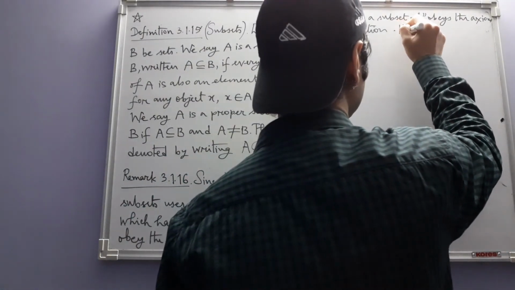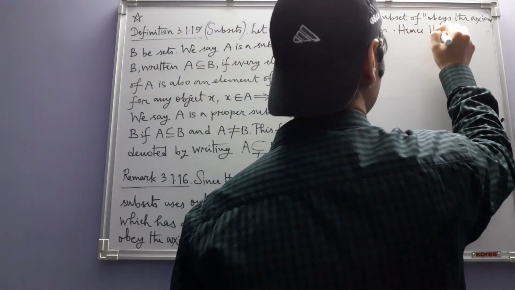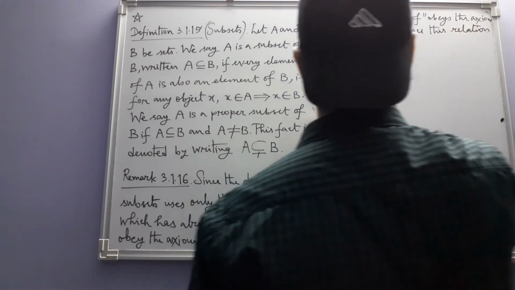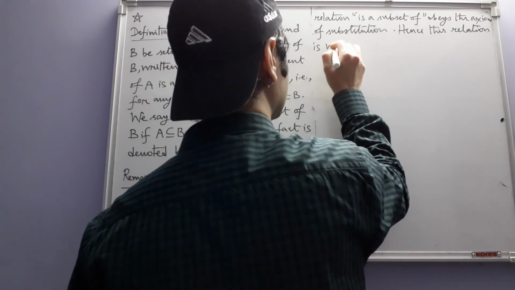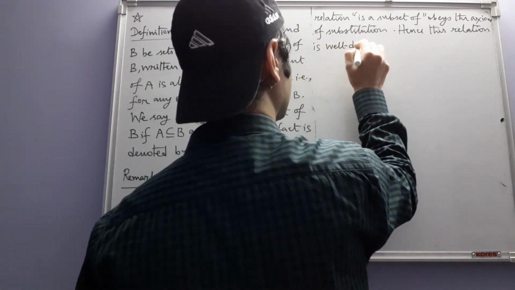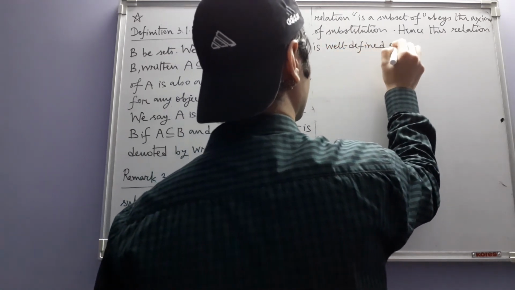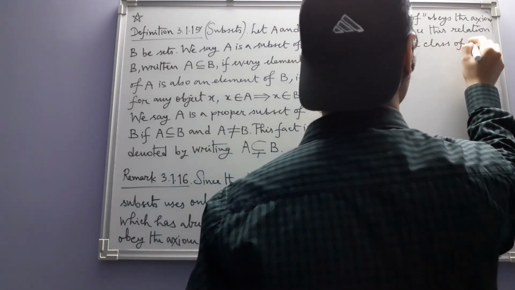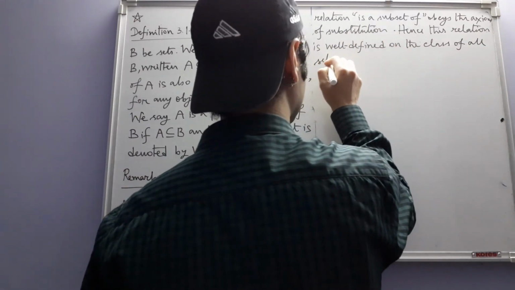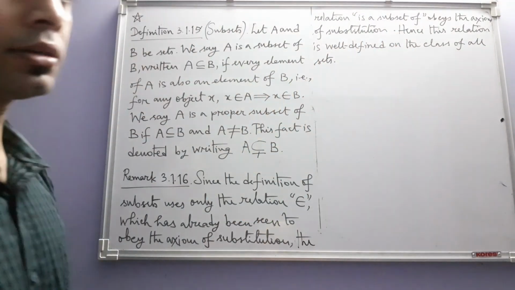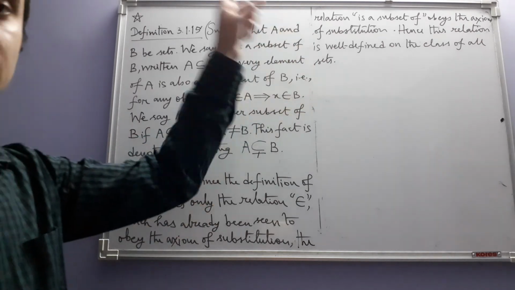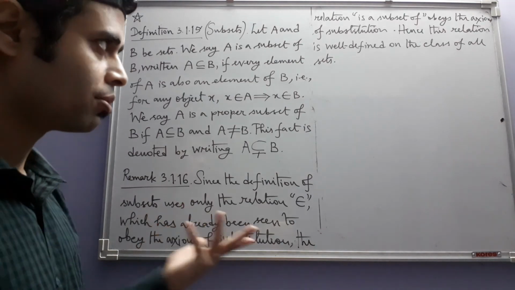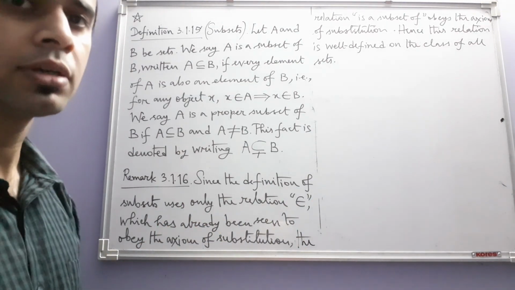Hence, this relation is well defined on the class of all sets. See, now we are clever. We are not saying set of all sets. We are saying class of all sets because we don't know whether that is a set or not. We don't care.